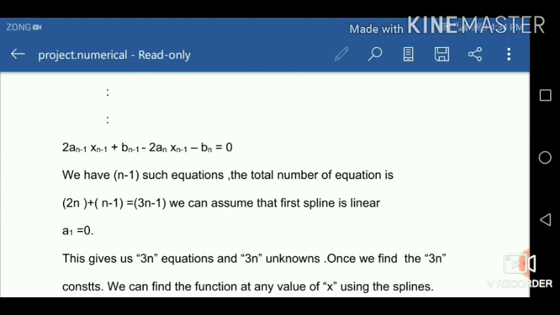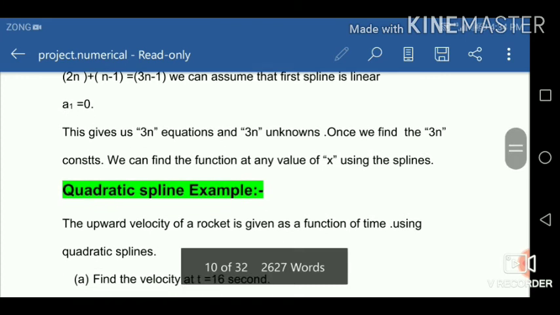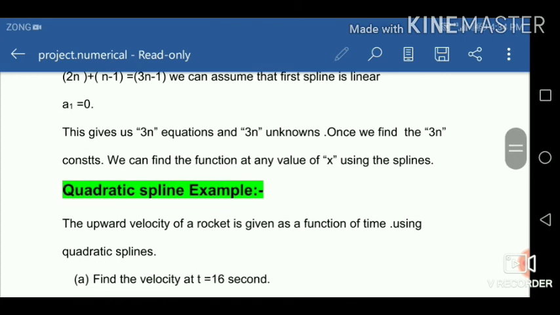The total number of equations is 2n, which we got earlier, plus n−1, which equals 3n−1. We can assume that the first spline is linear. This is a very important point. The first spline we consider has a1 = 0, which gives us 3n equations and 3n unknowns. Once we find the 3n constants, we can find the function at any value of x using these splines.